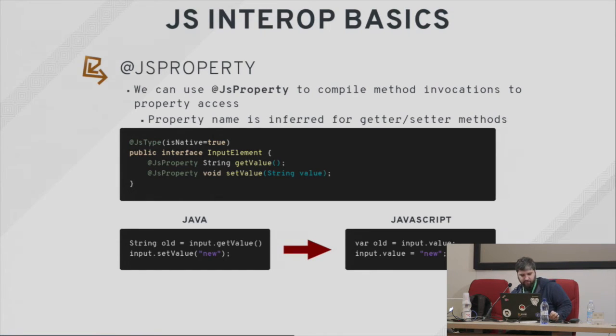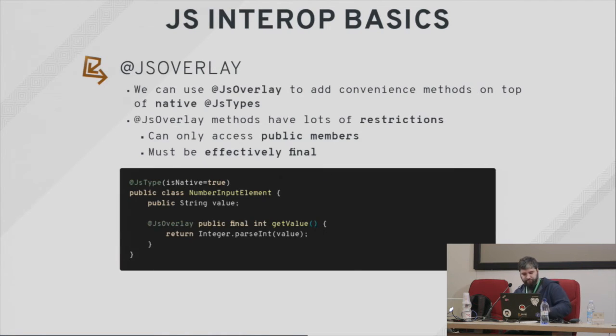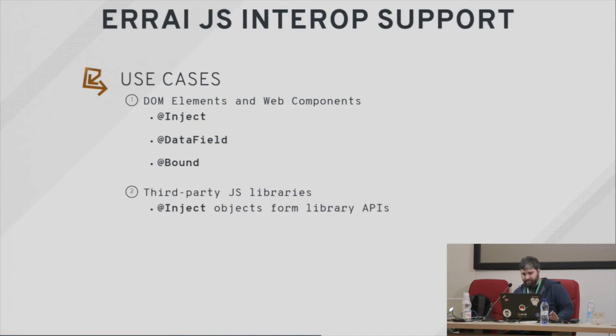It's important to recall that you can use JS property on methods to transform the invocations on those methods to property access or property assignment. And the last thing to recall is that you can use the JS overlay method to add implementations on a native JS type with some caveats. But you'll see that this is a useful feature for working with Errai in a bit.